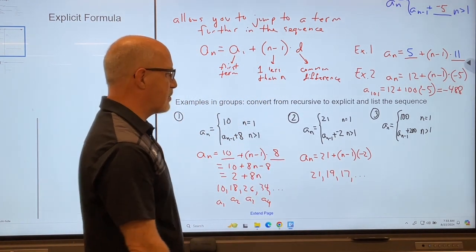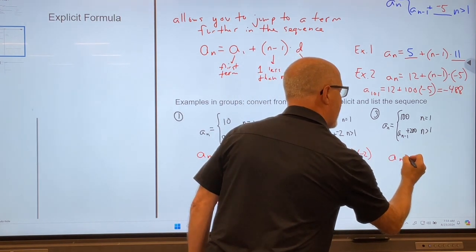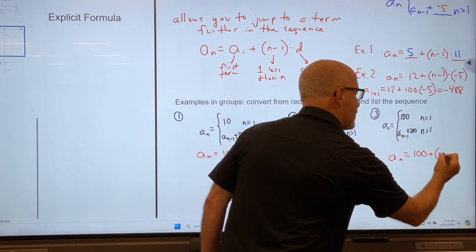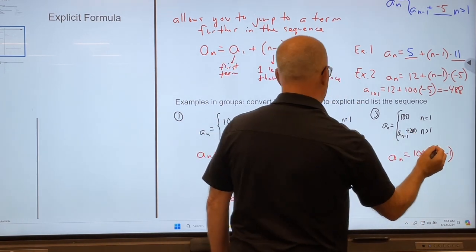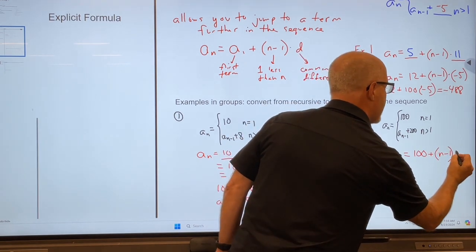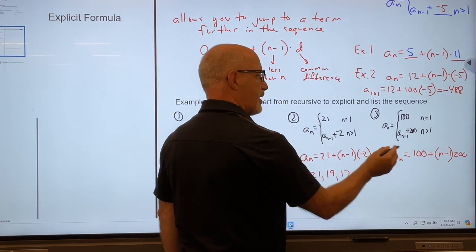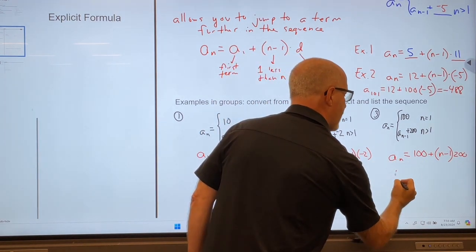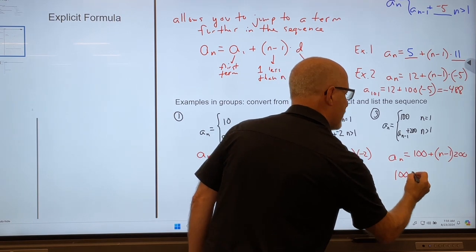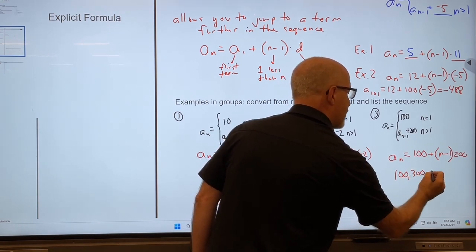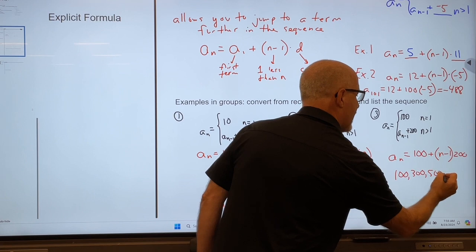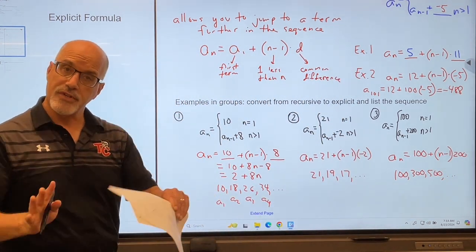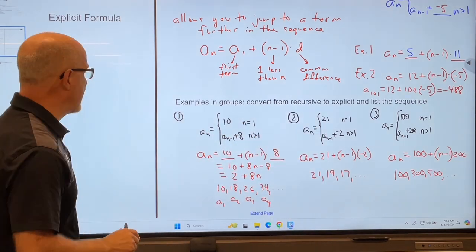And lastly, let's do this one. A sub n equals, notice the pattern follows. The first term is 100. And you're going to have n minus 1 times the common difference, which is going to be 200. And if you want to, you can simplify it by multiplying 200 through. But I'm going to start with 100 for my first term, add 200, you get 300. Add the next 200, you get 500, and so on. So that's an arithmetic sequence where you start with the first number and add the same thing each time to get to the next one.